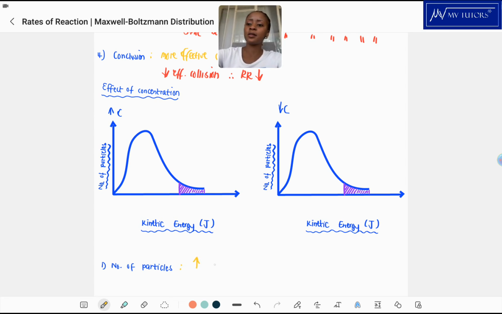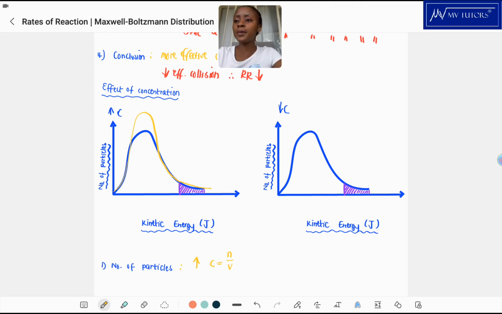Remember the formula for concentration is number of moles over volume. So if you had a higher volume, you would have a lower concentration. But if you have a lot of moles, you have a higher concentration, so it makes sense that the number of particles will increase. So your graph will increase. Let's draw it out. This is what happens to your graph. It does something like that.